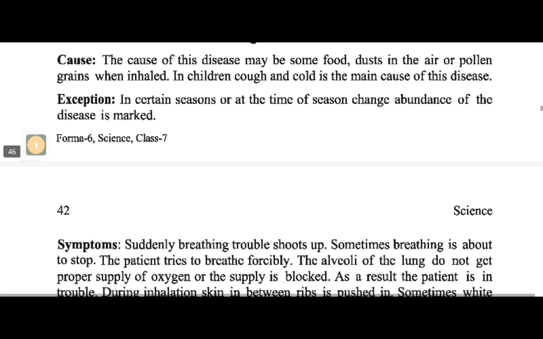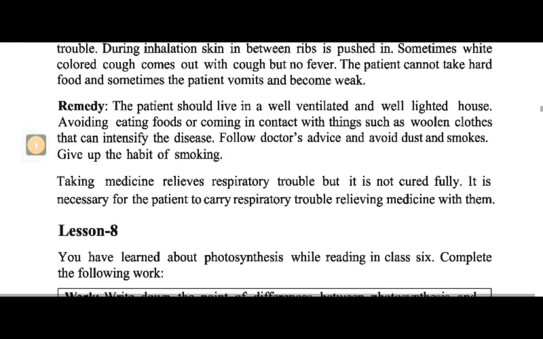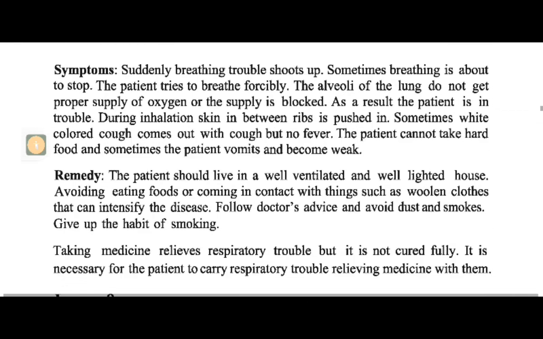Exception: in certain seasons or at the time of season change, abundance of the disease is marked. Symptoms: suddenly breathing trouble shoots up. Sometimes breathing is about to stop. The patient tries to breathe forcibly. The alveoli of the lung do not get proper supply of oxygen, or the supply is blocked. As a result, the patient is in trouble.